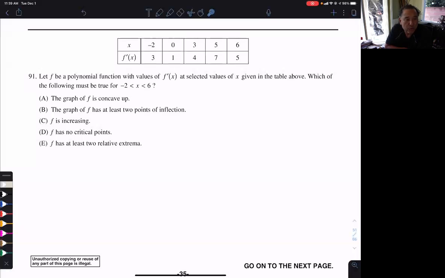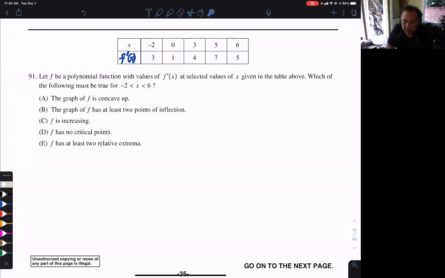This is the 2012 test number 91. So you have a function, and this is the derivative. So I'm going to emphasize that. That is the derivative function. That's what they're saying. And you have selected values, the derivative at 5 particular points.